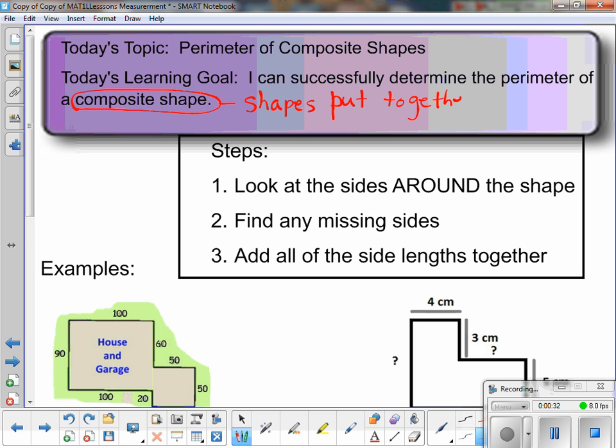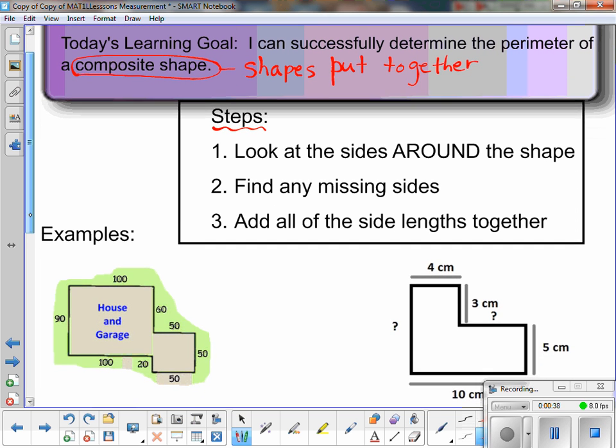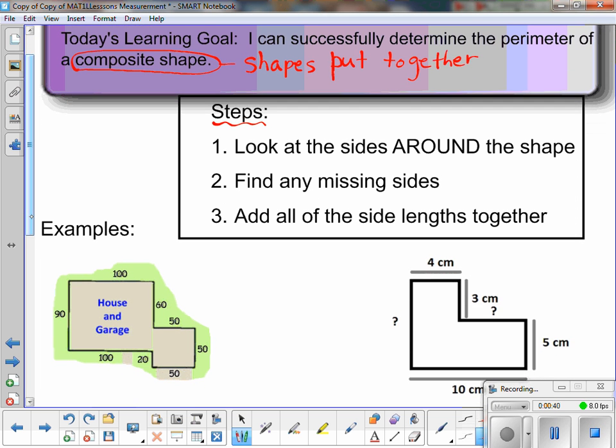If we look at what I've done here, I've given us steps. We're going to follow these steps, and I've done this for some of the other videos too. So first it says look at the sides around the shape, because remember, perimeter is the distance around. Okay, and it says find any missing sides.